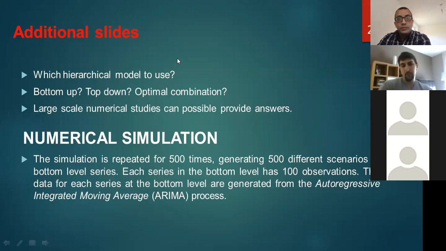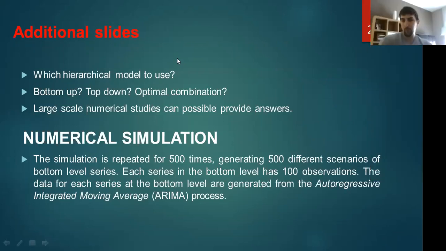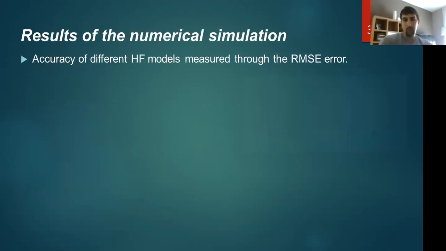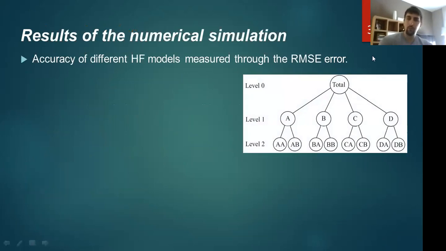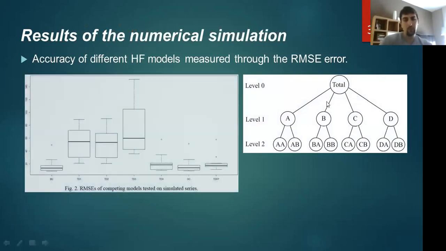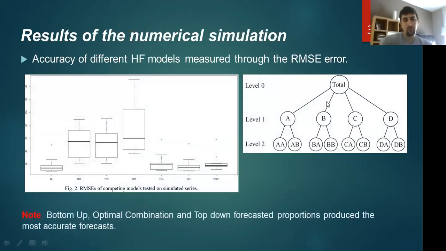We have a hierarchy that I showed previously with 7 or 8 nodes, and we repeated that simulation process 500 times in order to see how each model is performing. And here are the results. On the right side we have the hierarchy, and here are the errors of the simulation process. We can see that this first model over here is bottom-up. These models over here are variations of top-down, and over here is optimal combination.